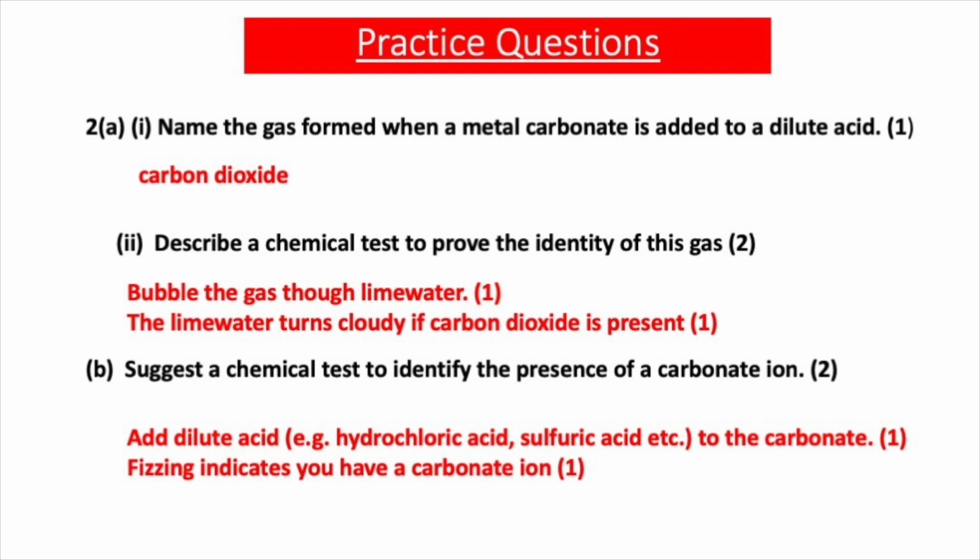Now question 2b is asking you to suggest a chemical test to identify the presence of a carbonate ion. So there's 2 marks for this question. So the first thing you would do is to add dilute acid to this substance, 1 mark for that. And if you observe fizzing, that would indicate you have a carbonate ion. So there's 1 mark for that. I'd also accept it if someone said that they would add the acid and bubble the gas into lime water, and if the lime water went cloudy, that would indicate the presence of a carbonate ion. However, you don't need to do that because fizzing would tell you that you have a carbonate ion.